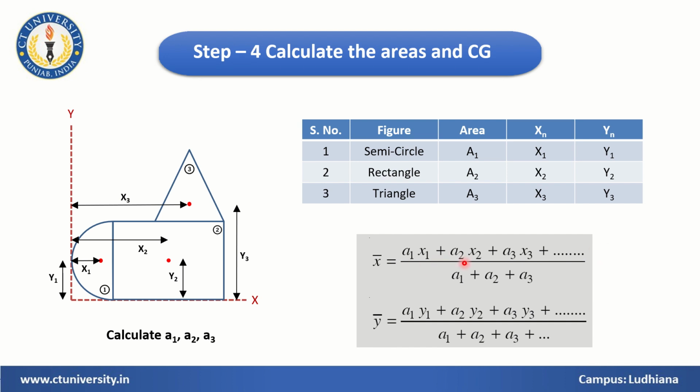So A1 x1 plus A2 x2 plus A3 x3 divided by A1 plus A2 plus A3. Solving this equation will give you x bar. X bar is the center of gravity location for all three shapes combined, right? Similarly for y bar, you need to do A1 y1 plus A2 y2 plus A3 y3, divided by A1 plus A2 plus A3, right? Once you are done with the calculation, you will get x bar and y bar.